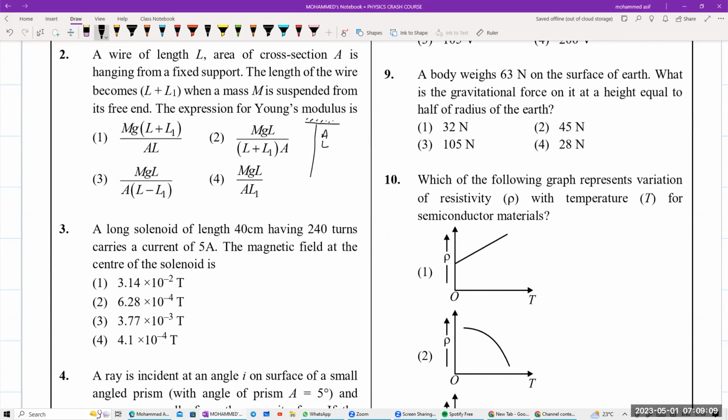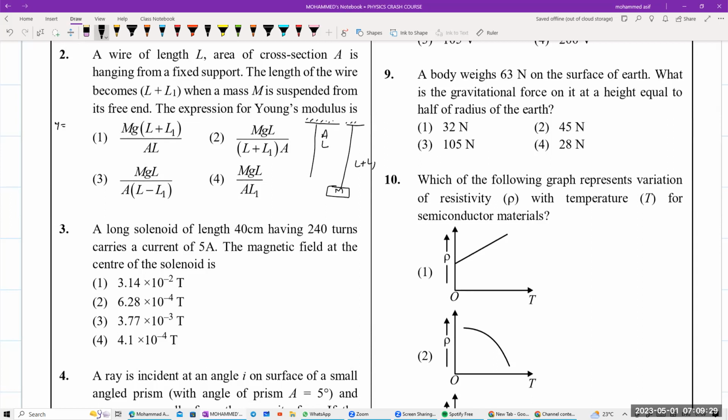The length of the wire becomes L plus L1, and थोड़ी देर के बाद when you are attaching the weight, it is becoming L plus L1, and a mass M is suspended from its free end. इसको जब हम लोग ने मास लगाया from this one capital A. The expression for the modulus will be equal to how much? And Young's modulus का फॉर्मूला क्या है बेटा?